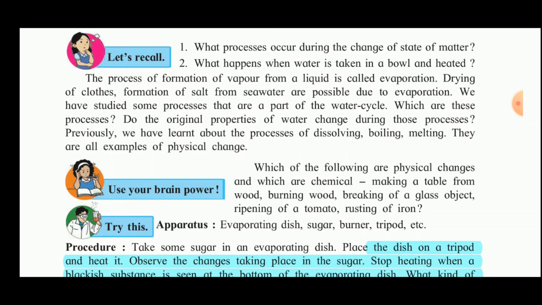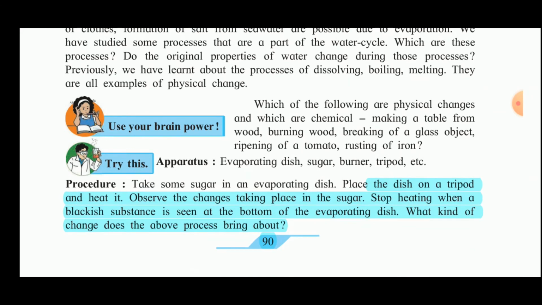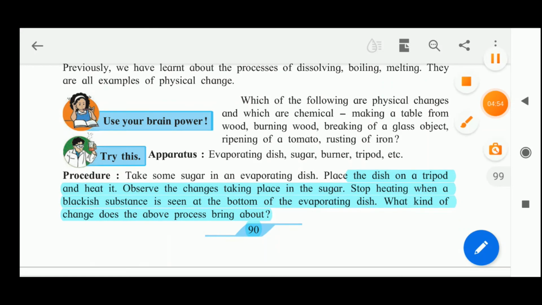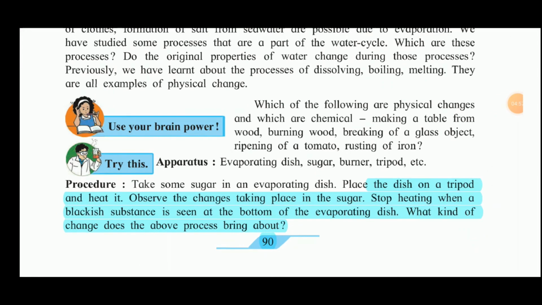Now next, the apparatus you have to take is an evaporating dish, sugar, burner, tripod, etc. Take some sugar in an evaporating dish. Place the dish on the tripod and heat it. Observe the changes taking place in the sugar. Stop heating when a blackish substance is seen at the bottom of the evaporating dish. What kind of change can the above process bring out? When a blackish substance is seen at the bottom of the evaporating dish, this change is a chemical change.